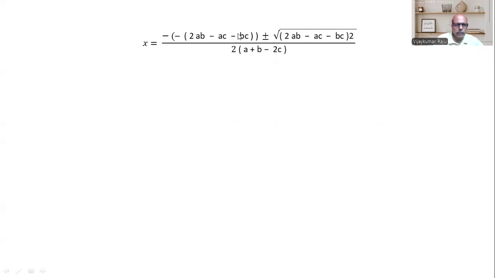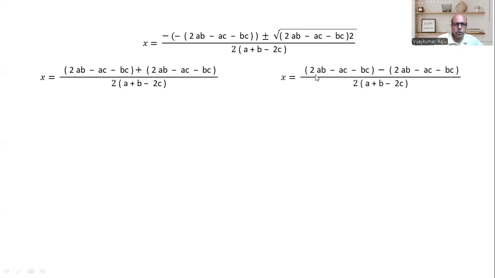Again, I've written the expression again so that you won't have to look back. Square root and square will cancel. This becomes positive. It will be only 2ab minus ac minus bc. I take the plus sign because it's plus minus. So let us take plus 2ab minus ac minus bc. Root has cancelled, and the denominator is this. The other term will be with a minus sign. This will be 2ab minus ac minus bc minus 2ab minus ac minus bc.